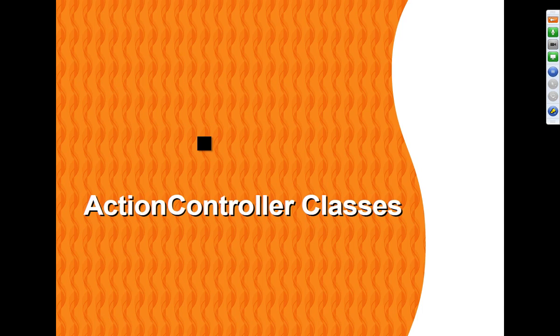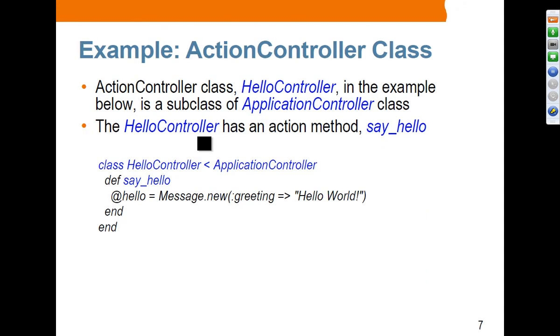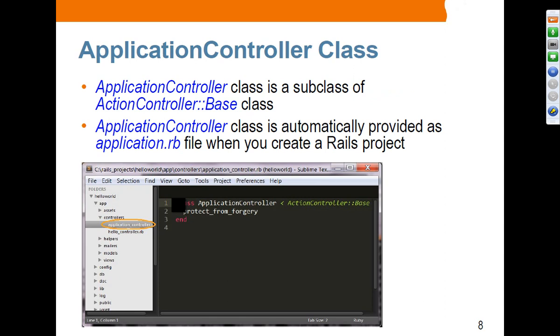Alright, so let's talk about the Action Controller classes. So your own Action Controller, in this case HelloController, is a child class of ApplicationController. Okay, and then you are going to add actions. Again, this is the same slide that you have seen before. So here we are basically adding a say_hello action in this controller. So we have added a single action here. As we have seen before, the ApplicationController class is a subclass of the ActionController::Base class.